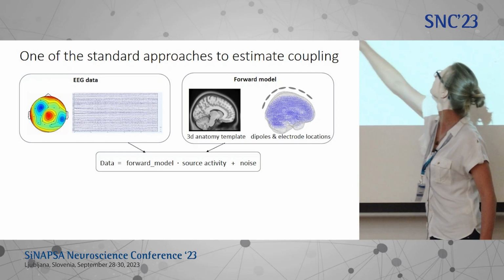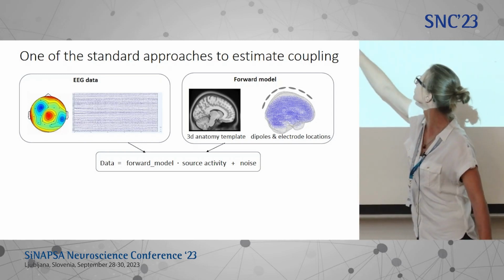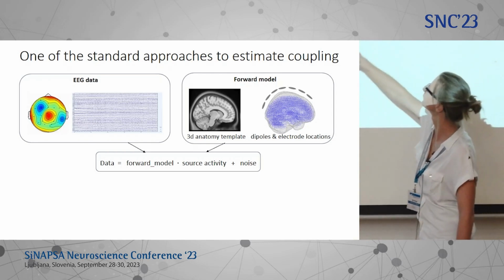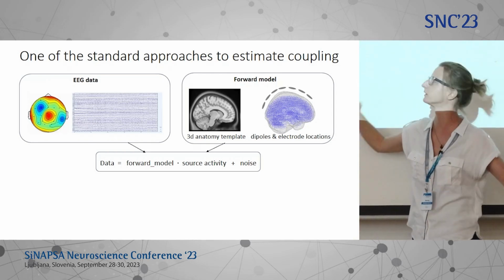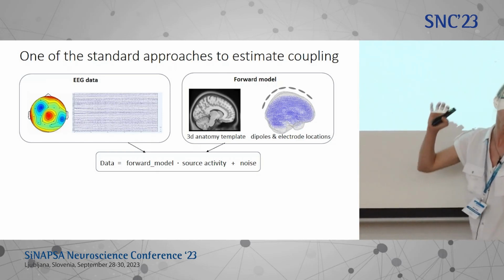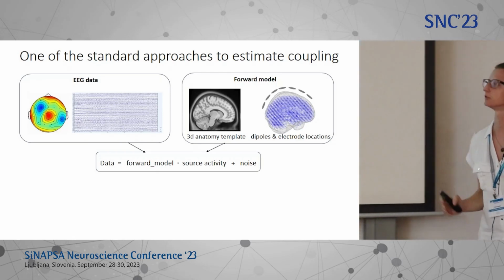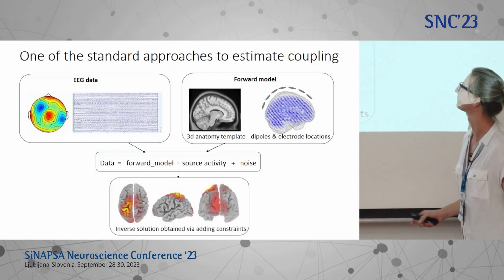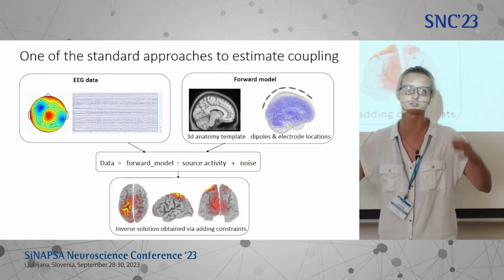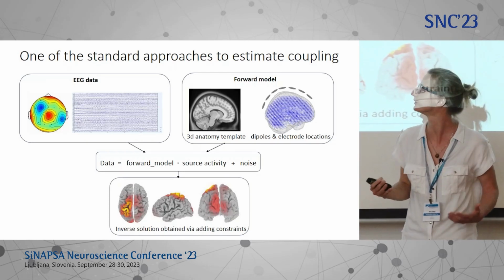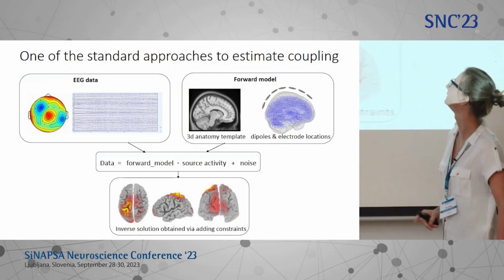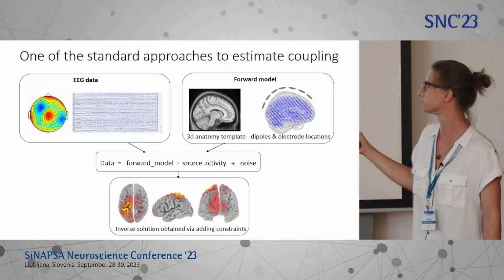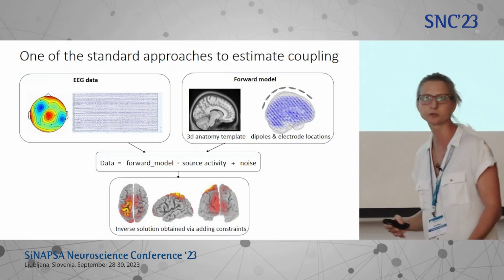So if we have the sources and the forward model, how the sources are projected, then we can get what happens outside the brain. But on the other hand, if we are interested in the source activity, because normally we have EEG data, we measure it, but we want to find the source activity, we cannot do this using just a simple equation because it's an ill-posed problem.